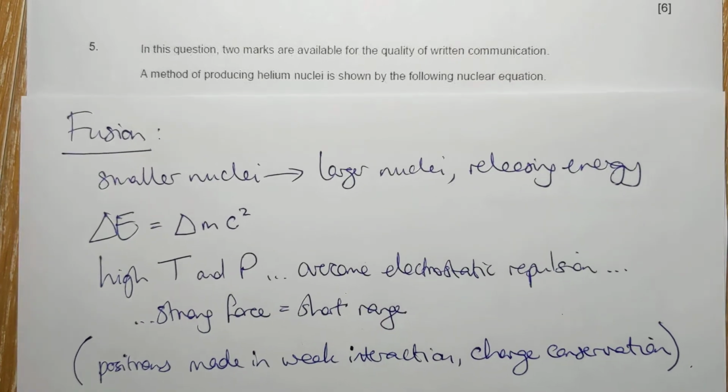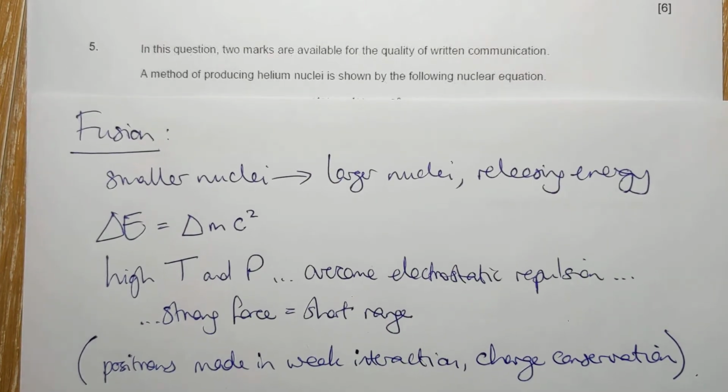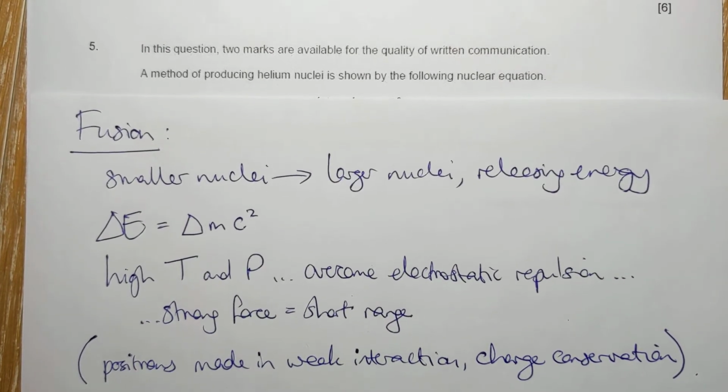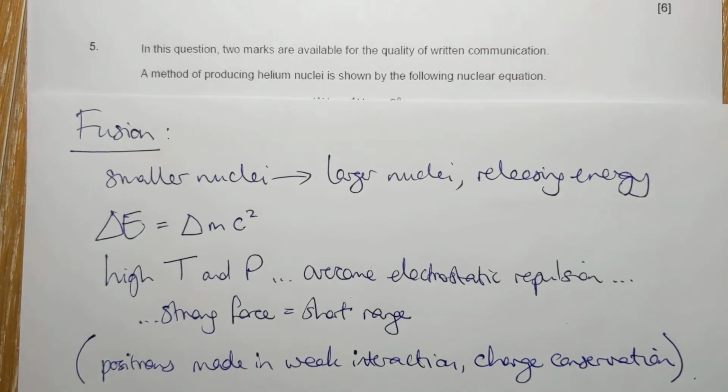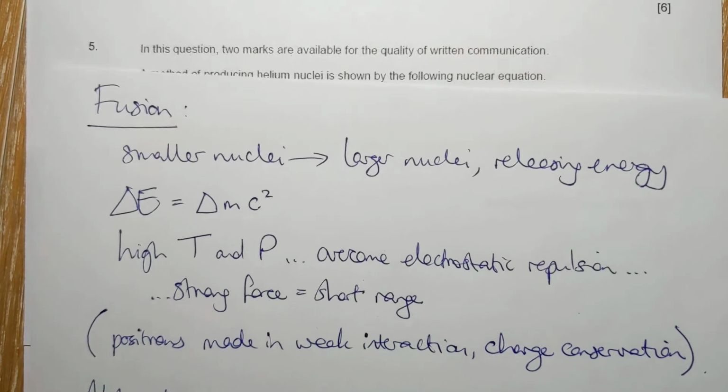If you notice the positrons in what they've told you, you could also say, because we know why they're there, that they're made in weak interactions, and we could say that we have to conserve charge in this reaction, and so we need +4 charge on the right hand side as well. I put that in brackets because that's sort of less important, less essential.